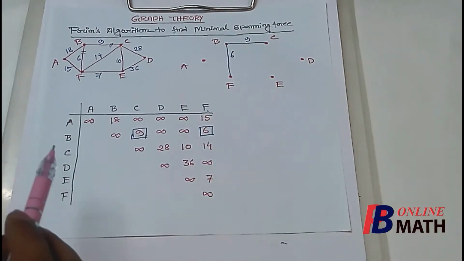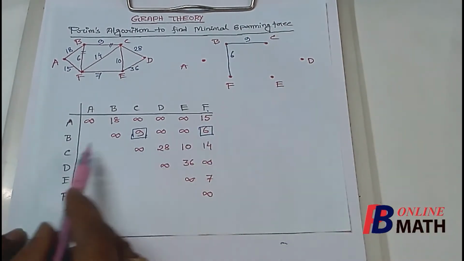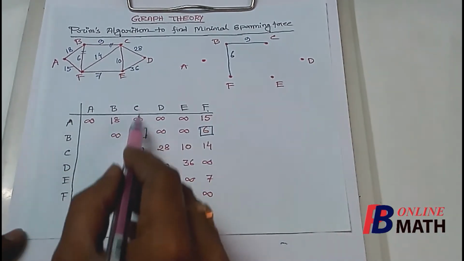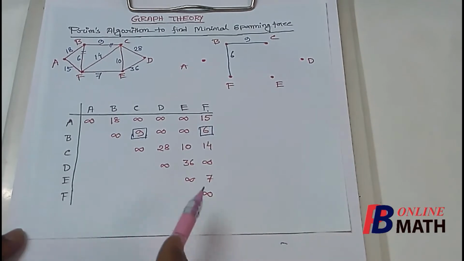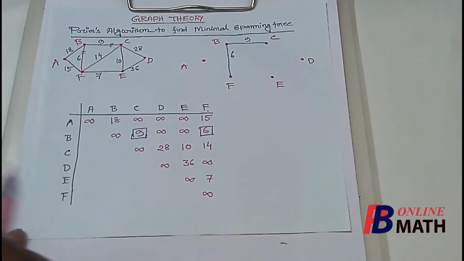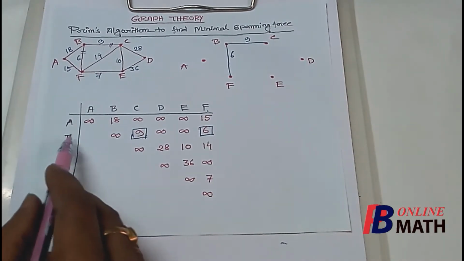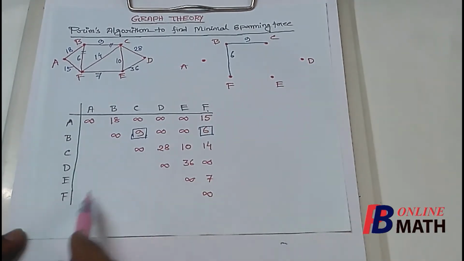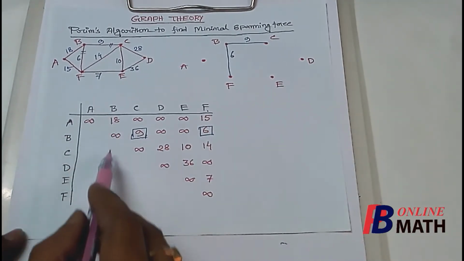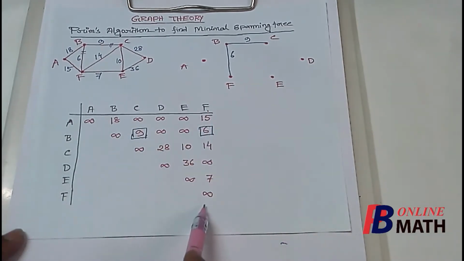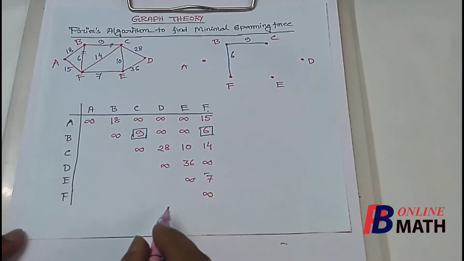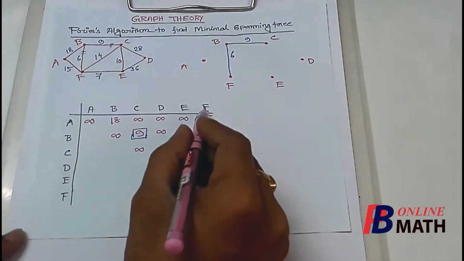So in the next step we have to consider the rows of B, C and F and also the column of B, C and F. And we have to find the next minimum element from these 3 rows and 3 columns. Now if we look carefully, we shall find that the minimum element from these 3 rows B, C, F and also from these 3 columns B, C, F, the next minimum element is 7, which is between E and F.